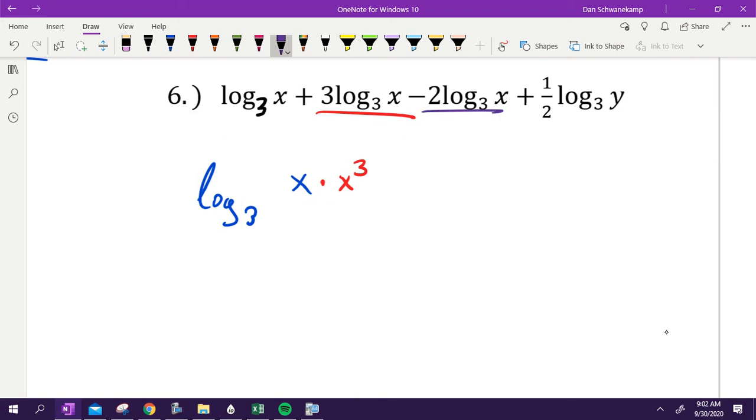X squared on the bottom, because it's divided, so it's x squared on bottom. And then my last one. Thumbs up if you think it should go on top. Thumbs down if you think it should go on bottom. It's positive. It goes on top.